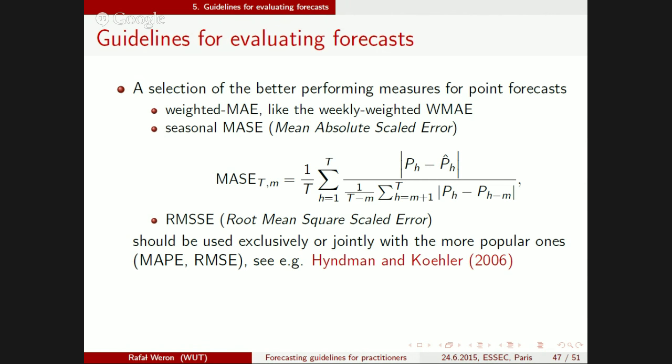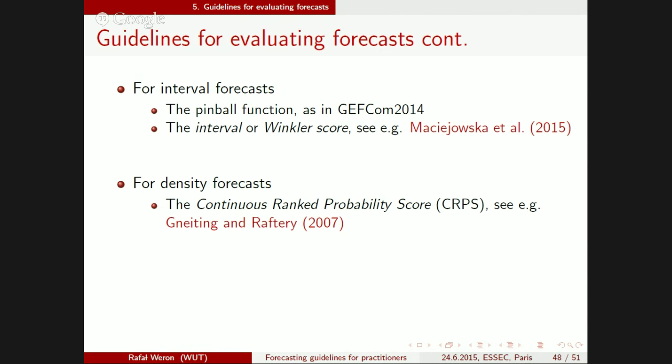A very similar technique can be used to change the root mean squared error into the root mean squared scaled error. So also the scaling factor is different. For interval forecasts, the pinball function was introduced as a measure in the GEFCom competition. As you have seen, it's a measure which penalizes for being above or below a given quantile, not exactly hitting it. The interval score, also called the Winkler score, is an alternative where it also penalizes for the width of the interval. So it gives you kind of two in one. You are penalized for the width and penalized for deviations, or for lying outside the interval. For density forecasts, there's a technique called the continuous rank probability score. A good reference is this paper here.